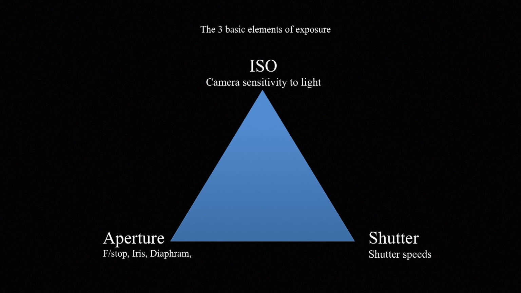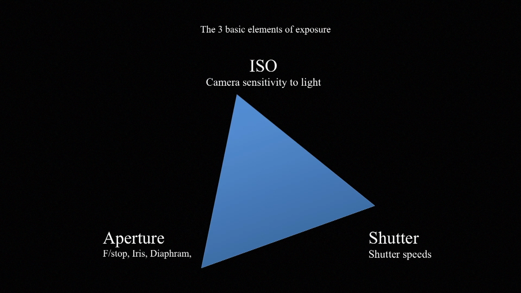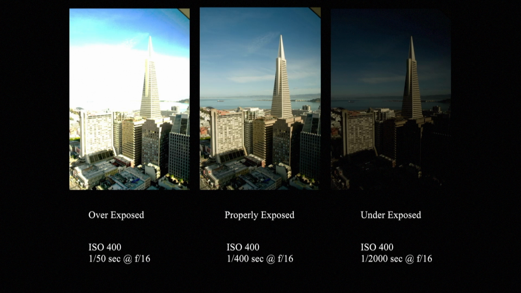If the aperture and the shutter are not balanced, the exposure will be either too dark or too light. Changing the ISO, which is the camera's sensitivity to light, can help correct an exposure problem, but it's not the ideal solution. In the three pictures we see, the center exposure is correct.